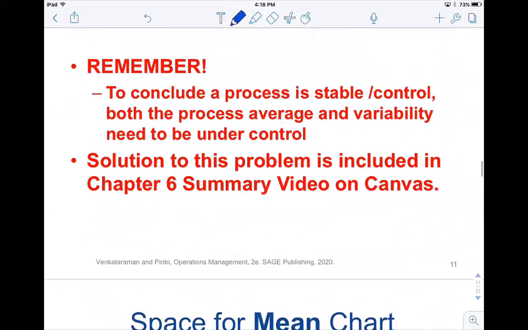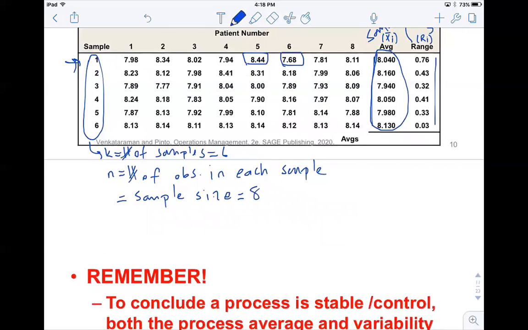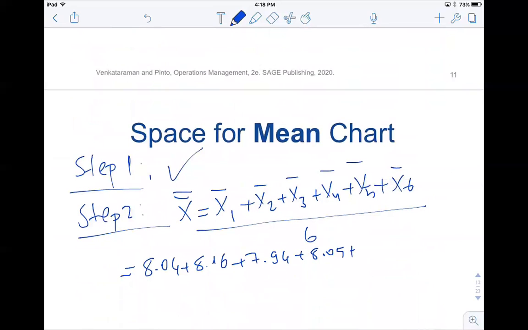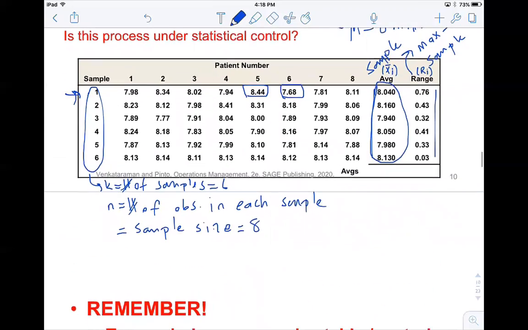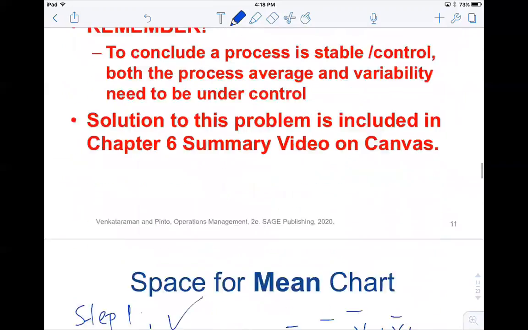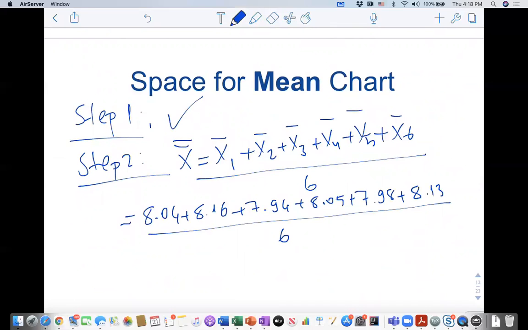Two more: 8.05, 7.98 plus 8.13. And this whole thing divided by 6. All right, let me quickly do the math here.